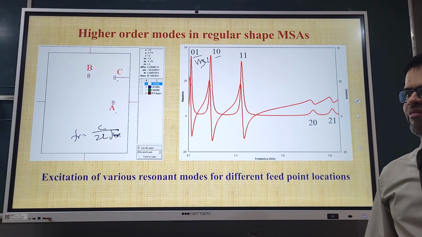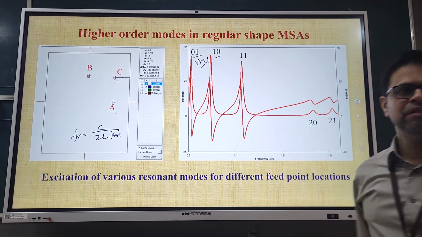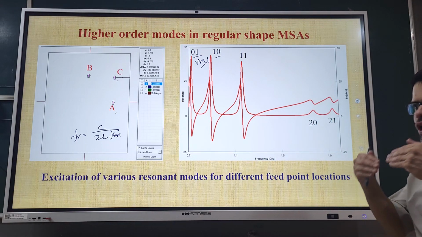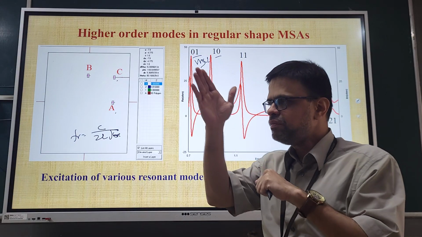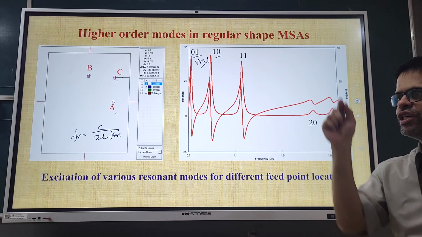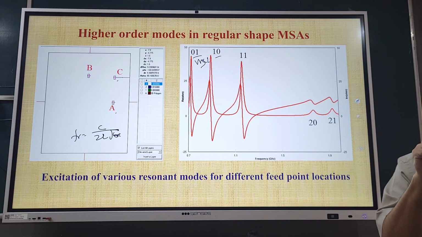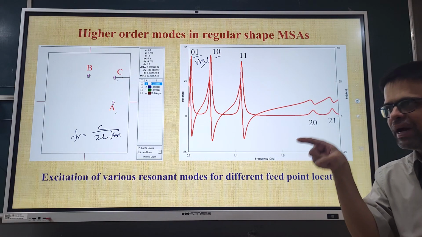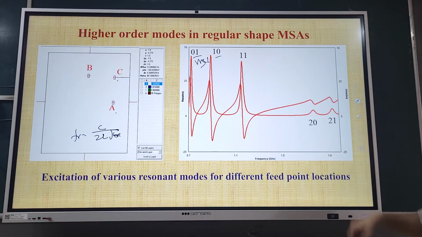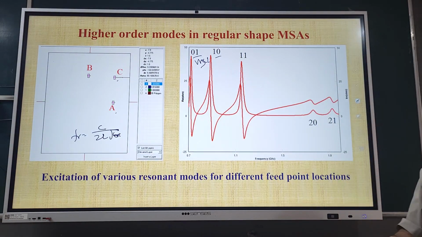This was not there when we talked about the previous two feed point locations. This is the next third order mode. Then the next modes which come are 2-0 and 2-1. Now what are 2-0? What is 1-1? 1-1 means field or current shows one half wavelength variation along both the dimensions. 2-0 means field or current shows two half wavelength variation along the length of the patch, but the variation along width is not there. 2-1 means field is showing two half wavelength variation along the length of the patch, but only one variation along the width.